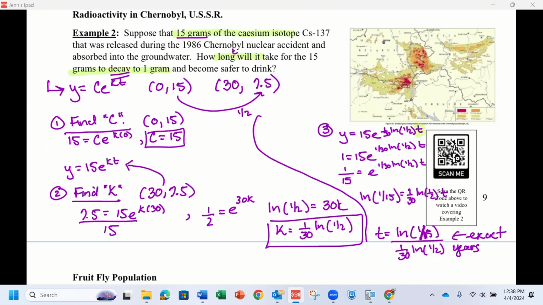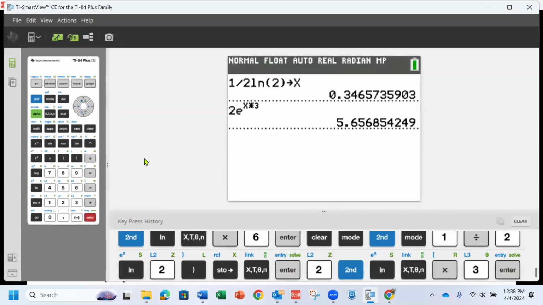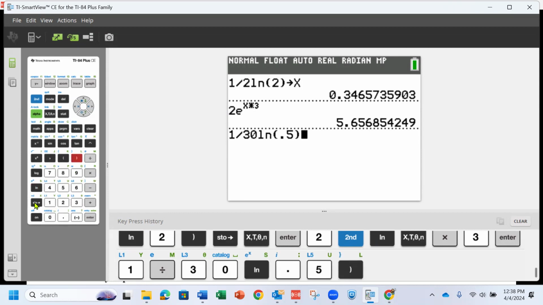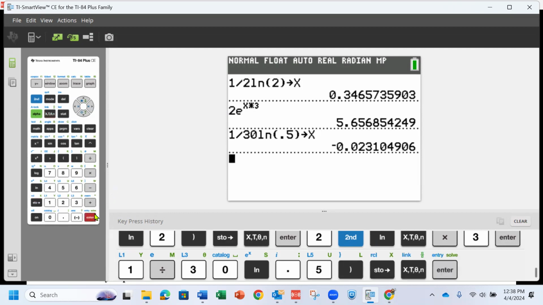So now for the approximation, again, still store your k values. My k value is going to be 1 divided by 30. So on my calculator, I'll take 1 divided by 30 times the natural log of 0.5 or 1/2. Remember, the store button is located right next to 1. I will hit X and then enter. Notice you should get a k value that's negative.